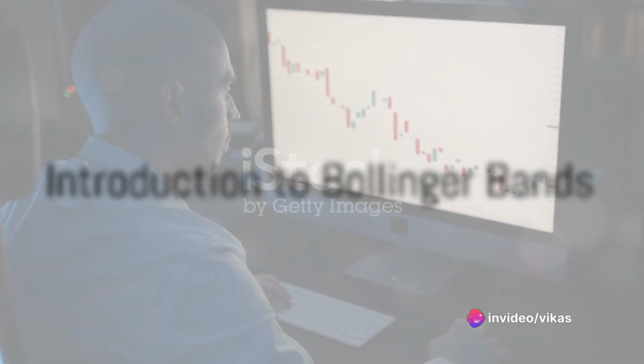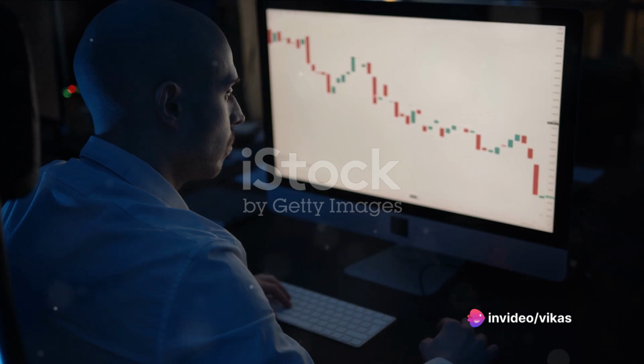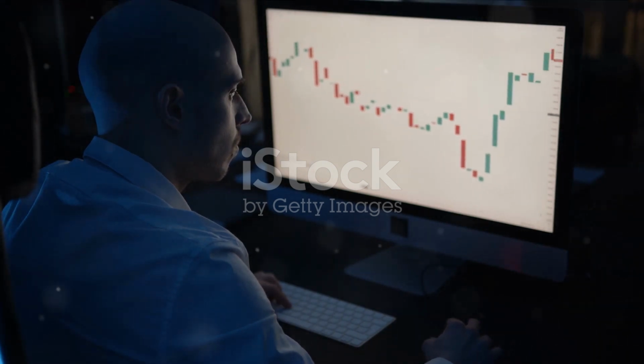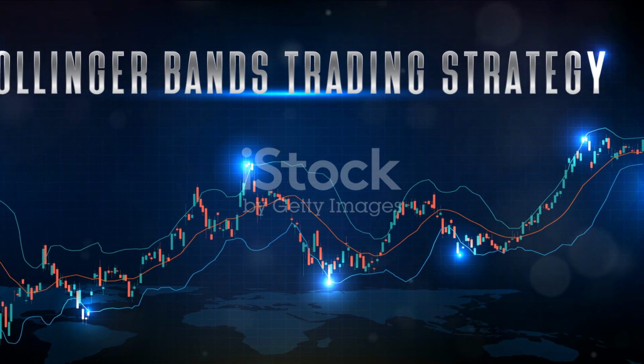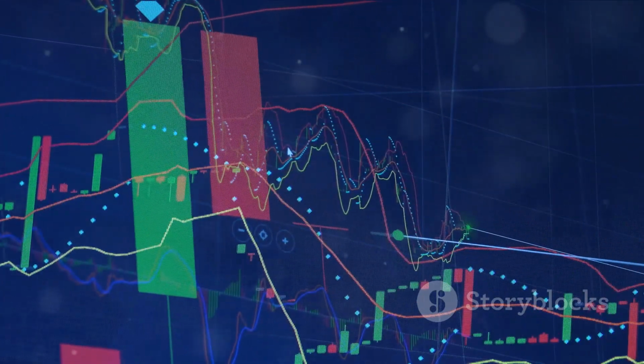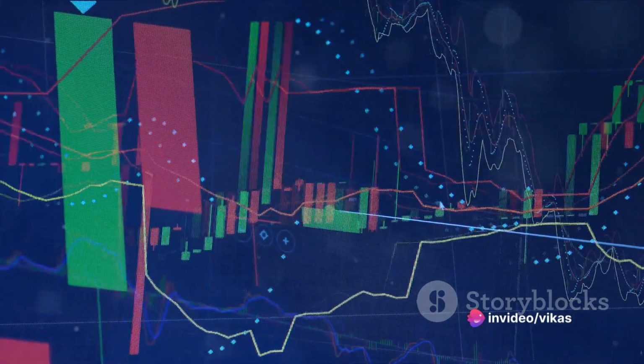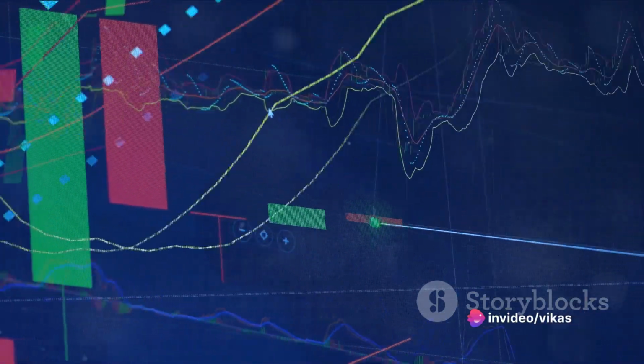Have you ever wondered how traders navigate the turbulent waters of financial markets? Today, we delve into the world of Bollinger Bands, a tool that helps traders ride the waves of volatility. Bollinger Bands are a volatility indicator and trading tool created by John Bollinger in the early 1980s. They've since become a popular tool for traders navigating the financial markets.